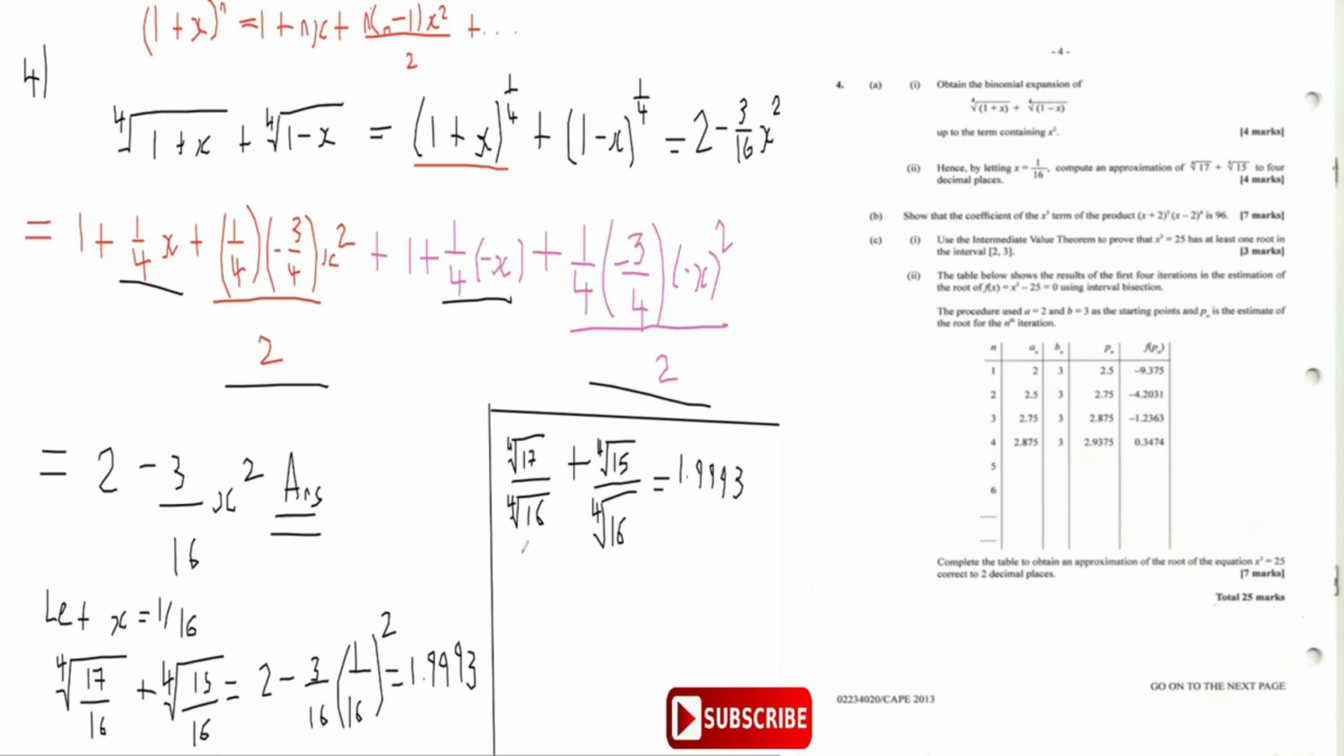I know it's embarrassing to say this again, but once again, put it in a calculator. The square root of 16 is 2. So now we're getting that the square root of 17 over 2, plus the square root of 15 over 2, is equal to 1.9993.